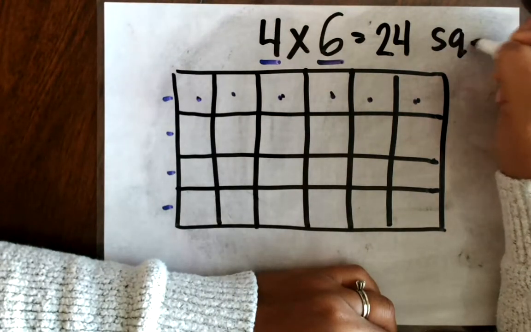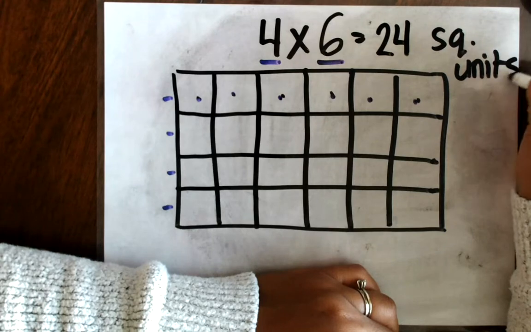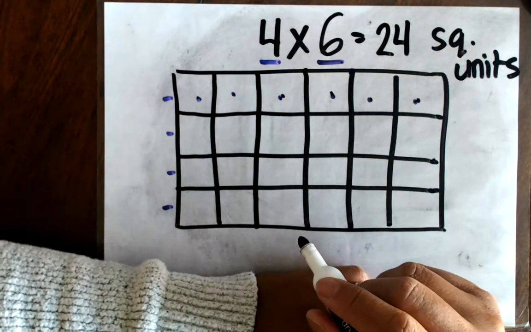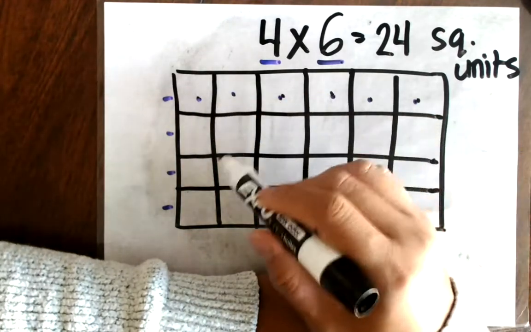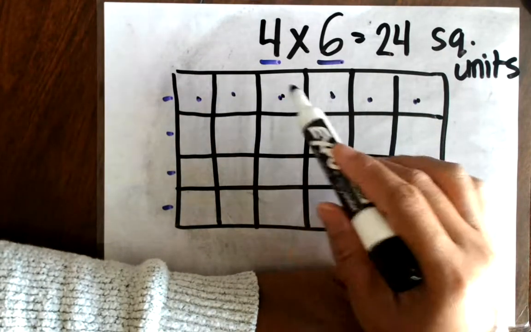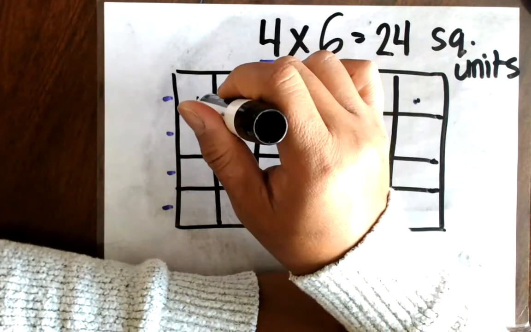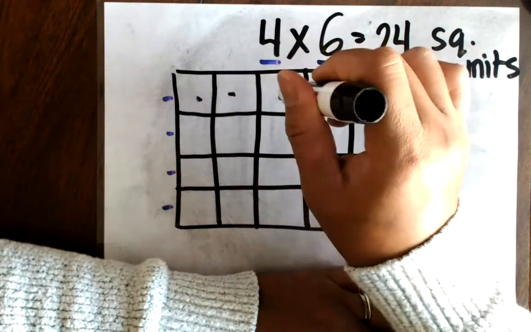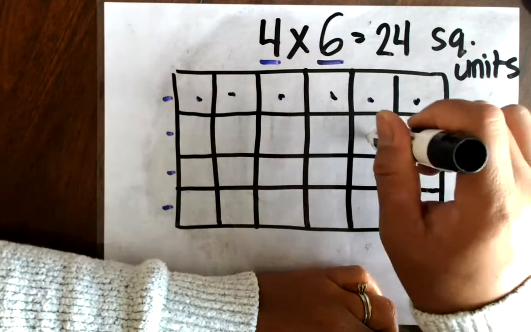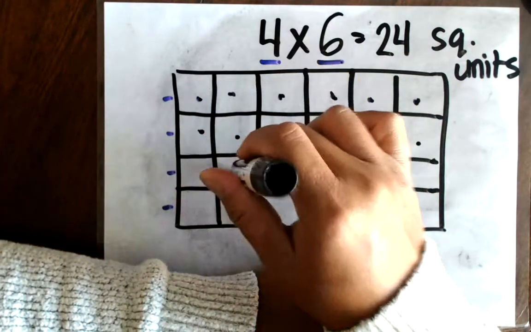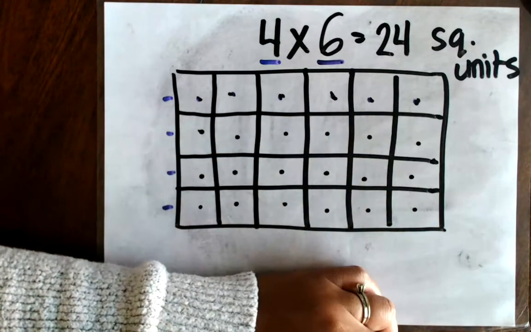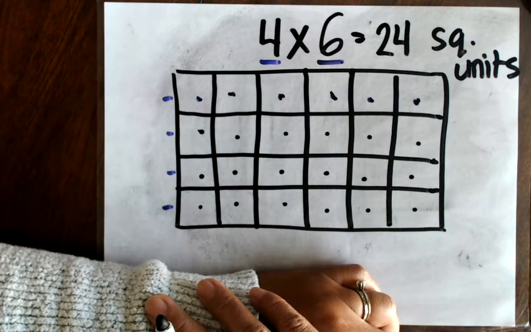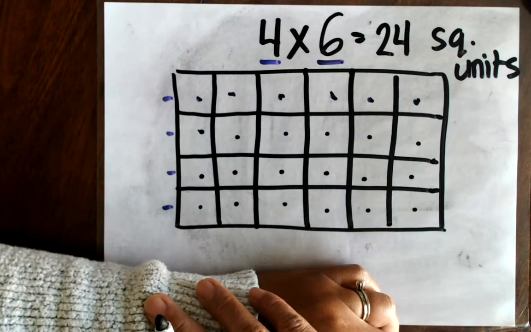24 square units. And just to make sure that there really are 24 square units, let's count it all up to see if there really are 24 squares in this area model. Here we go. 1, 2, 3, 4, 5, 6, 7, 8, 9, 10, 11, 12, 13, 14, 15, 16, 17, 18, 19, 20, 21, 22, 23, and 24. There were 24. And we found it in a much faster way instead of having to count every single one of those squares.